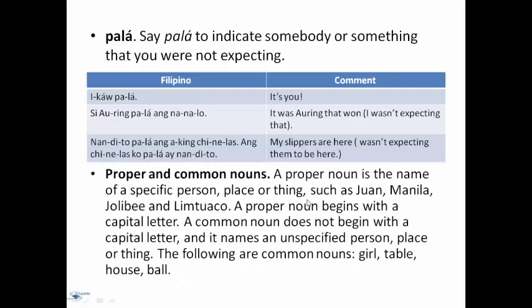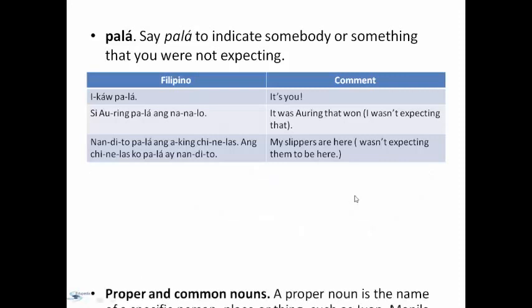Proper and common nouns. A proper noun is the name of a specific person, place, or thing such as Juan, Manila, Jollibee, and Lintuaco. A proper noun begins with a capital letter. A common noun does not begin with a capital letter, and it names an unspecified person, place, or thing. The following are common nouns: girl, table, house, and ball.